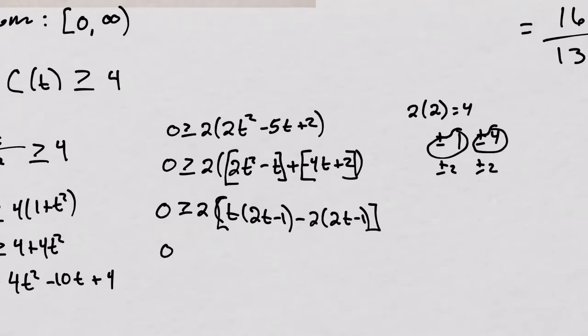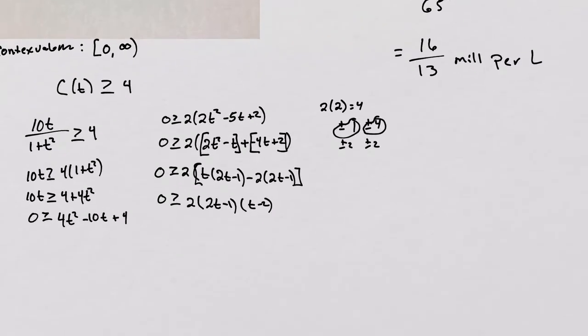So its factors, the 0 has got to be greater than or equal to 2 times 2t minus 1 and t minus 2. That seems pretty straightforward. Easy enough. Now I'm going to take each of these factors, set them equal to 0. I don't have to worry about the constant because I could technically divide both sides by 2, and 0 divided by 2 is 0. And I get this, reduced down to 2t minus 1, t minus 2.